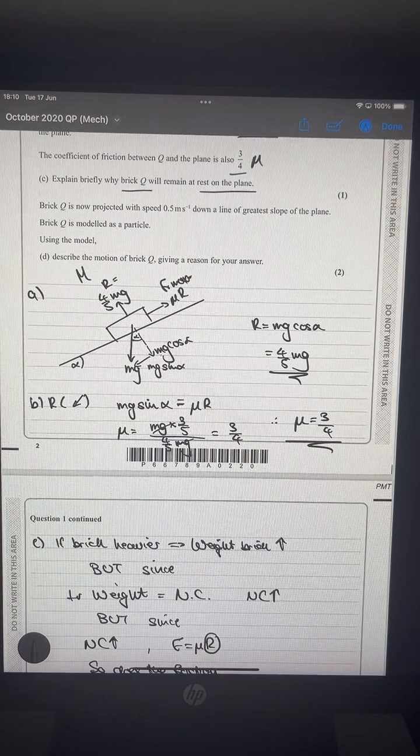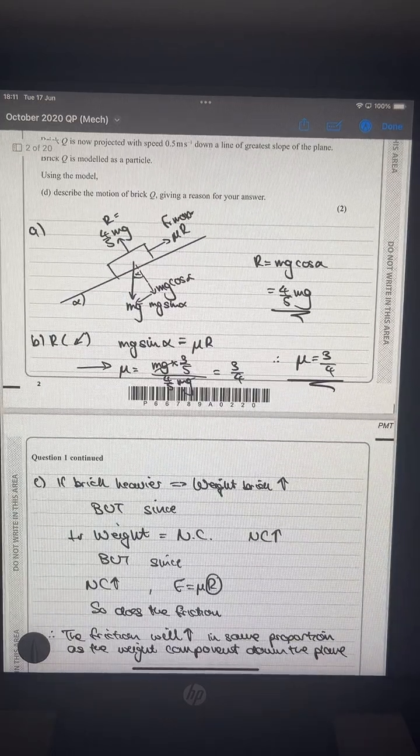The weight component perpendicular to the plane is going to be big Mg cos alpha. That means the reaction force is also going to be 4/5 big Mg. The friction, which is mu R, is going to be mu times 4/5 of big Mg. Another way of doing this is, if you look over here at this line of working, the forces balance because the Mg's cancel. You can see that the M's cancel out here. So it doesn't really matter what M value you have, the forces are going to balance because of the way the question is set up, the numbers that are given.